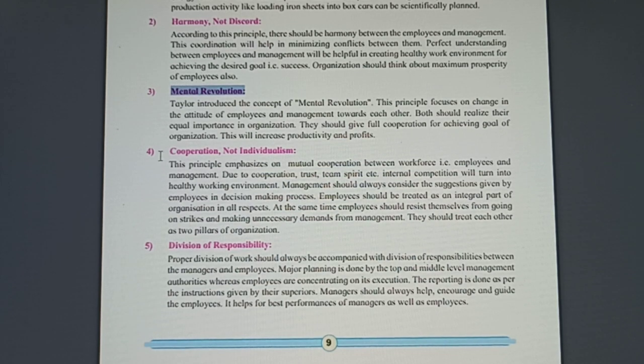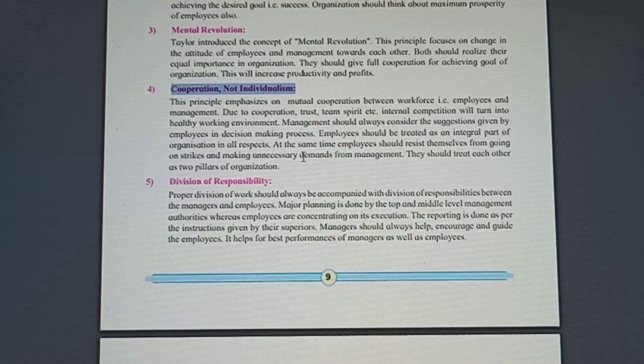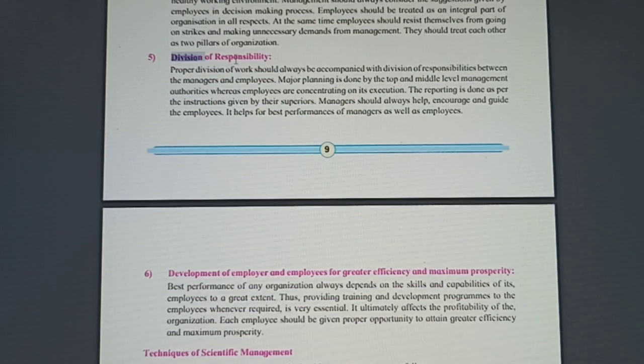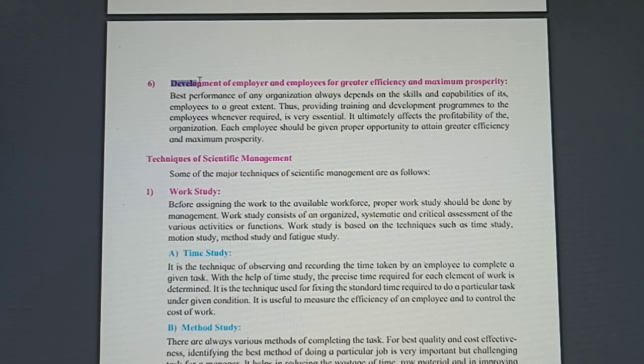Fourth, cooperation, not individualism. Cooperation, not individualism means you should work for the company, not for individual goals. You should work for the company. Fifth, division of responsibility. All the responsibilities should be divided accordingly. Top level, middle level, lower level, all the levels of the department should divide the responsibilities equally. Sixth, development of employer and employees for greater efficiency and maximum prosperity.